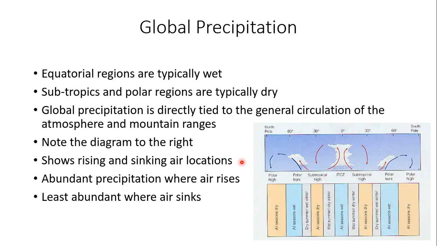Bottom line, these are sinking and rising air locations based on latitude across the globe in accordance with the global circulation. And then, again, just emphasizing this bullet, you get abundant precipitation to occur where air rises, and it's least abundant where air sinks.